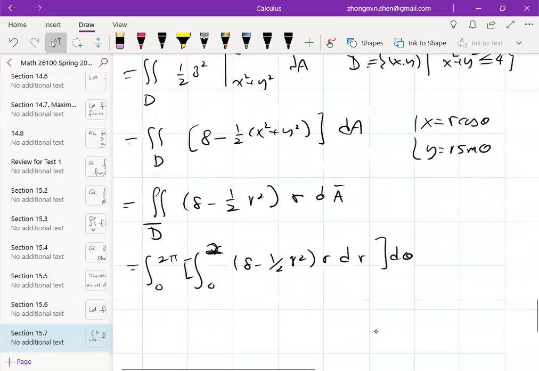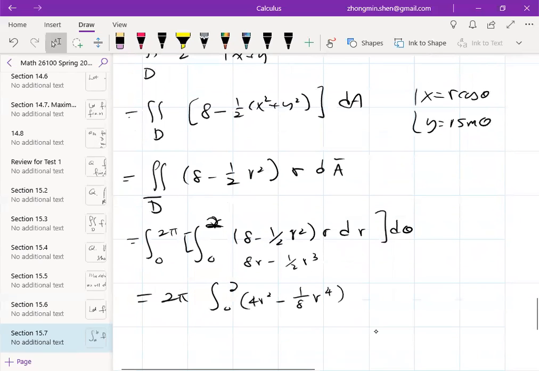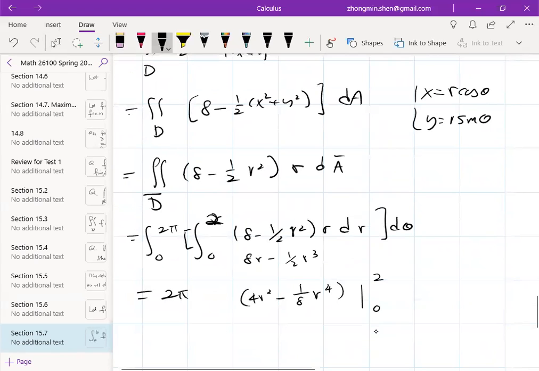All right, so it's nothing to do with the theta, that's why you get 2 pi. And the antiderivative of this is 8r minus half of r cubed, so it'll be 4r squared minus 8r to the 4th power. So when you differentiate, you get, yes, I don't use the integral symbol here because I already found the antiderivative, okay? So I did it quickly, get rid of all the 2 integral symbols.